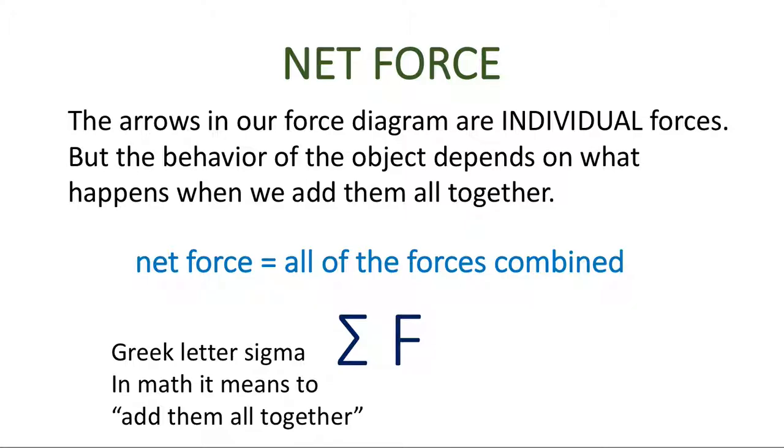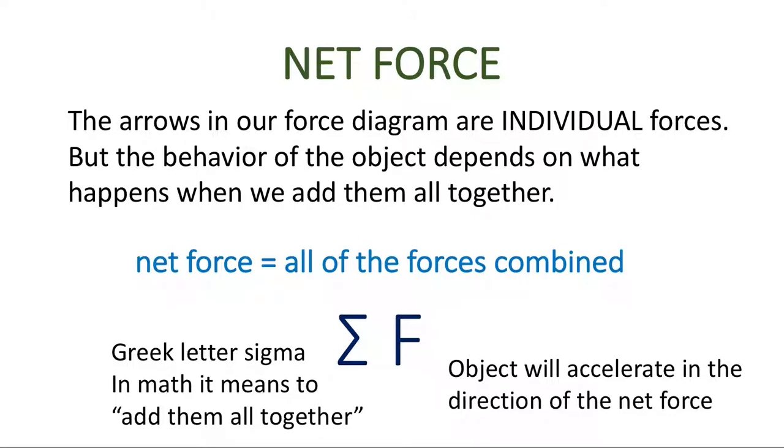Why do we do this? Why do we care about the net force? It's because it tells us something important. The object will accelerate in the direction of the net force. So if we put all those arrows together, we can figure out which way the object is going to accelerate, and that allows us to make very accurate predictions of where the object will be in the future.